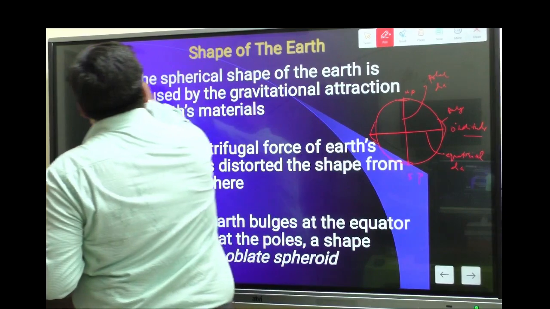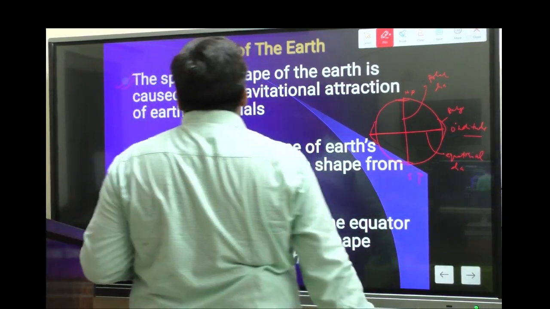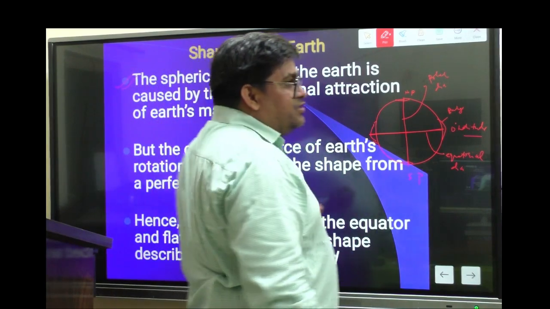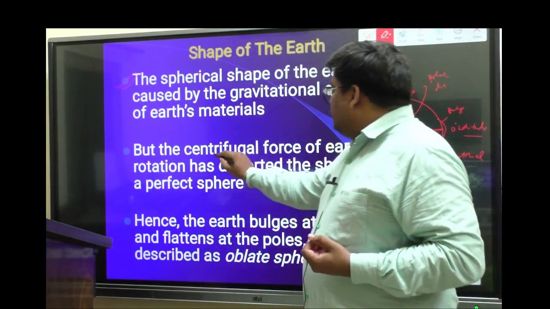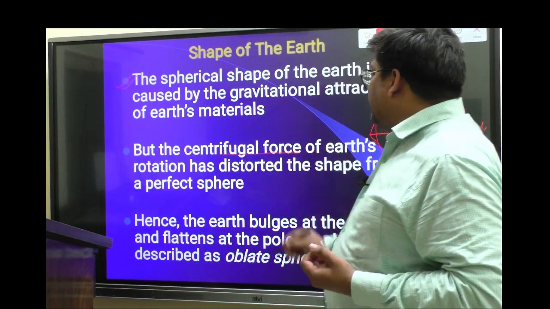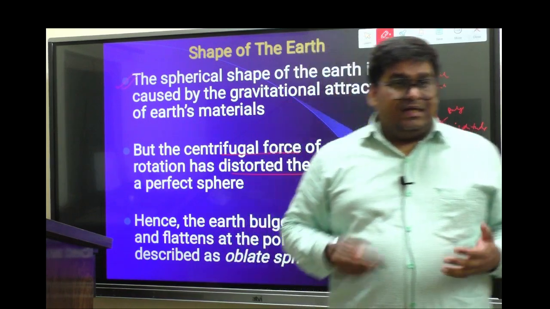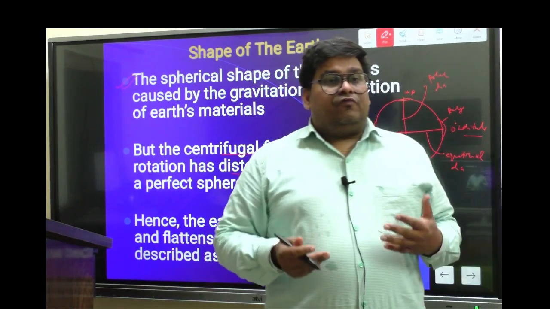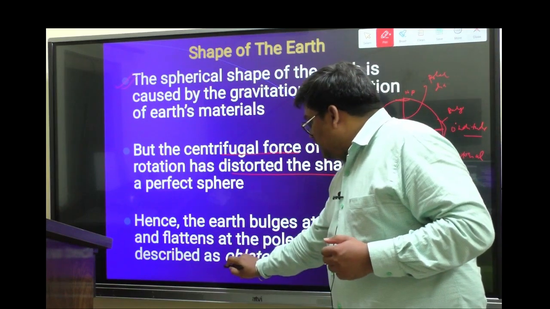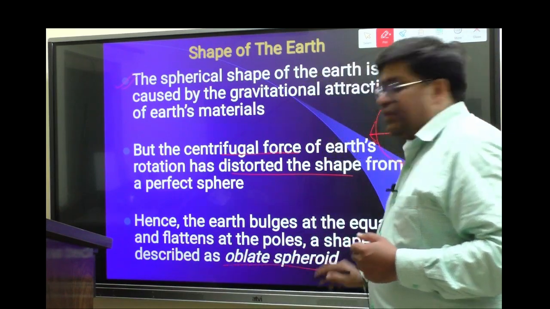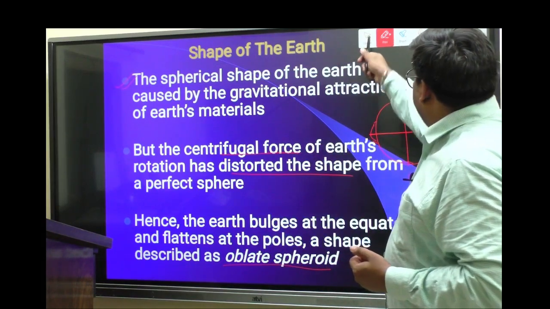The spherical shape of the earth is because of the gravitational attraction that we have. But there is also the centrifugal force, as the rotation has distorted the shape from the perfect sphere. That is another reason for the distorted shape. So what we ultimately call an oblate spheroid is the shape that we came to know.